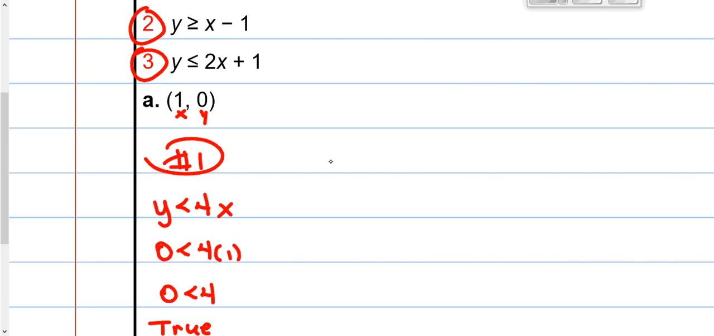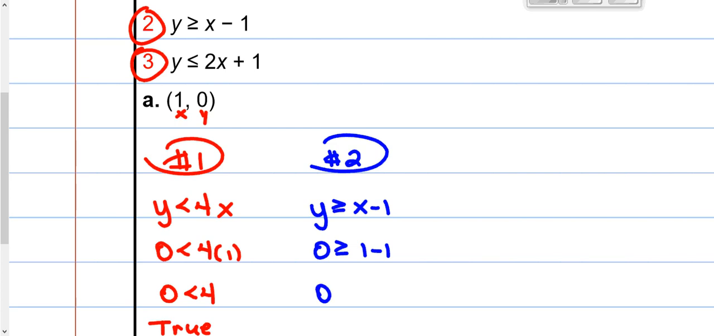All right, so now let's look at inequality number 2. I will probably do that the entire section. Y is greater than or equal to x minus 1. Plug your numbers in. Y is 0, greater than or equal to 1 minus 1. So we have 0 is greater than or equal to 0. Well, 0 is not greater than 0, but 0 is equal to 0, so that is true. It doesn't have to take care of both, just one.